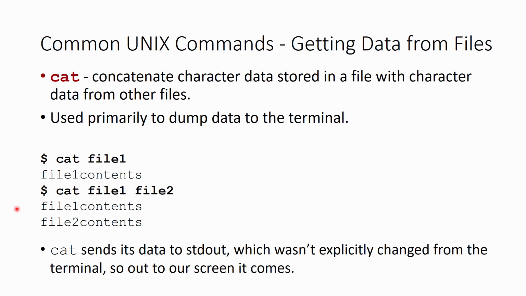And it tells me, sure enough, here's the contents. File1 contents concatenated with file2 contents. That's my output. So since it wasn't explicitly changed, everything goes to the screen.